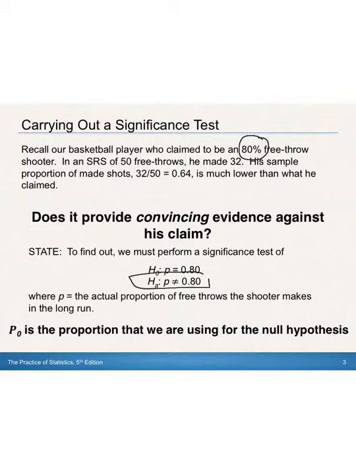So when we run a significance test, we're trying to find if there is convincing evidence that the actual proportion of free throw shots is different than what they made in the long run. Now he's saying he made 80 in the long run, but we don't know if that's necessarily true. So p sub 0 is the proportion that we use for our null hypothesis, and it's the proportion that we use when we create our distribution to compare the statistic against, to decide whether we reject the null and accept the alternative.